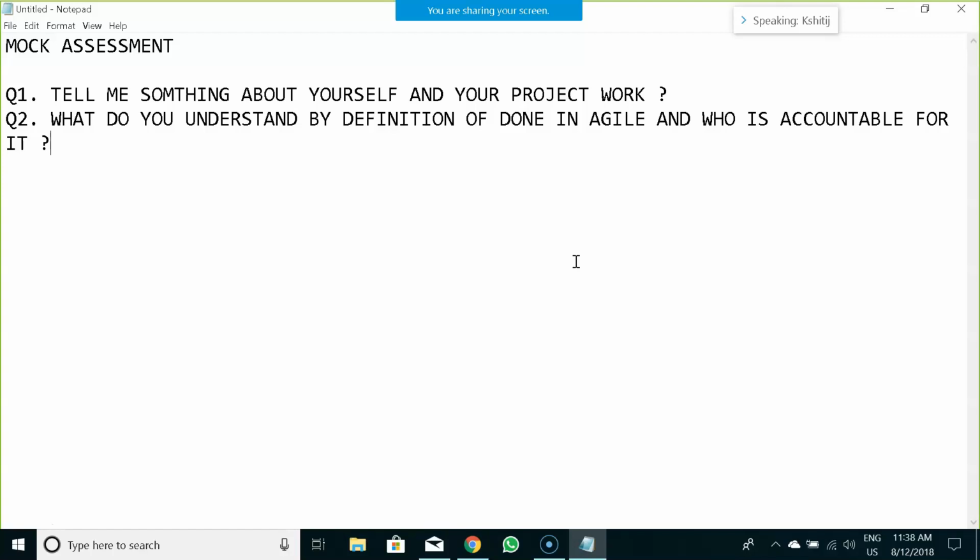A few corrections over here. Definition of done is essentially a checklist which is derived out of your acceptance criteria, which are written primarily by a business analyst. So acceptance criteria is always an accountability of a business analyst, and definition of done is always an accountability of the development team, not a BA. Okay.